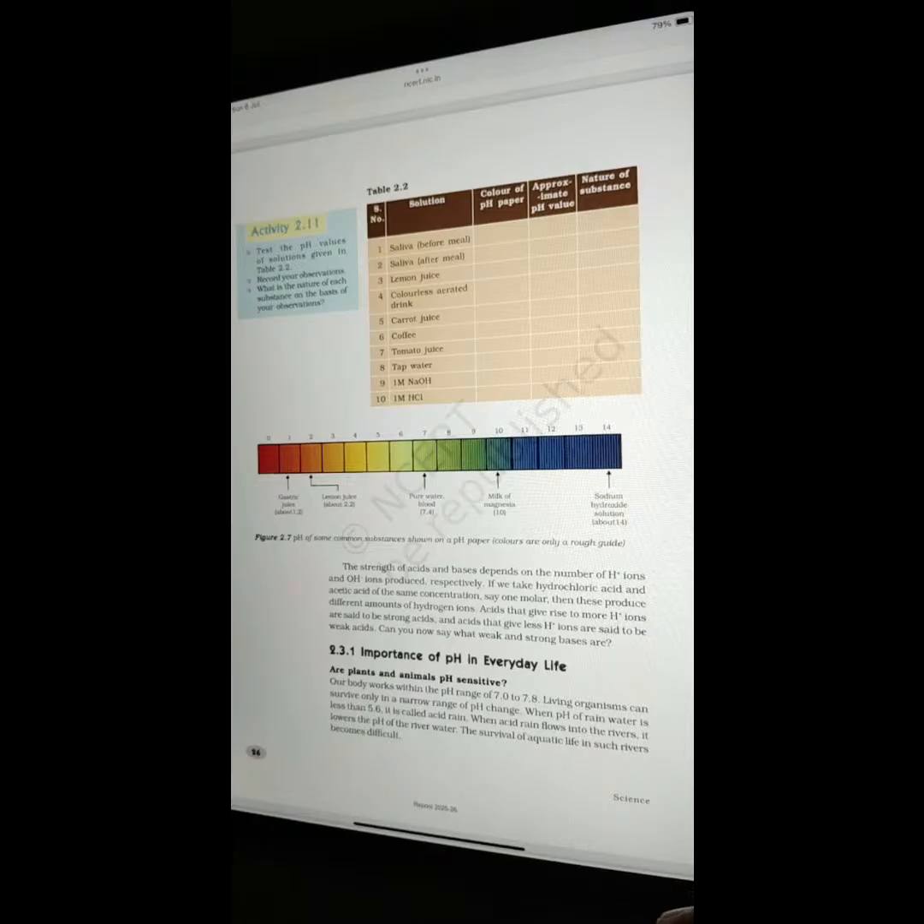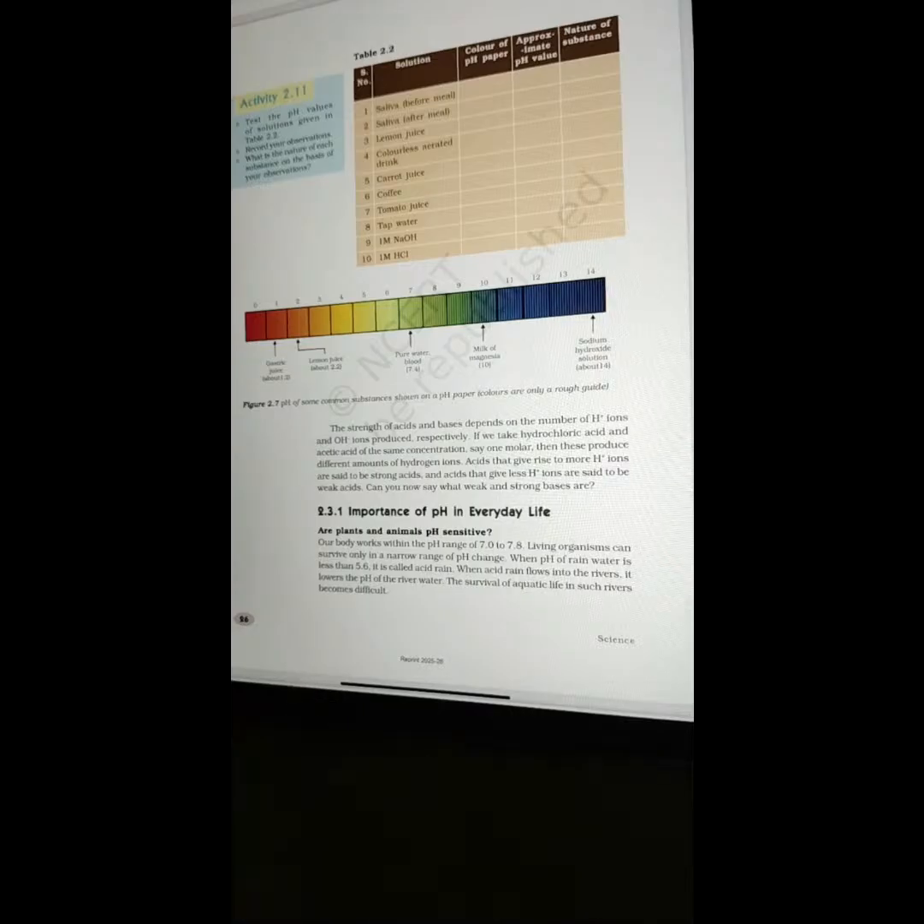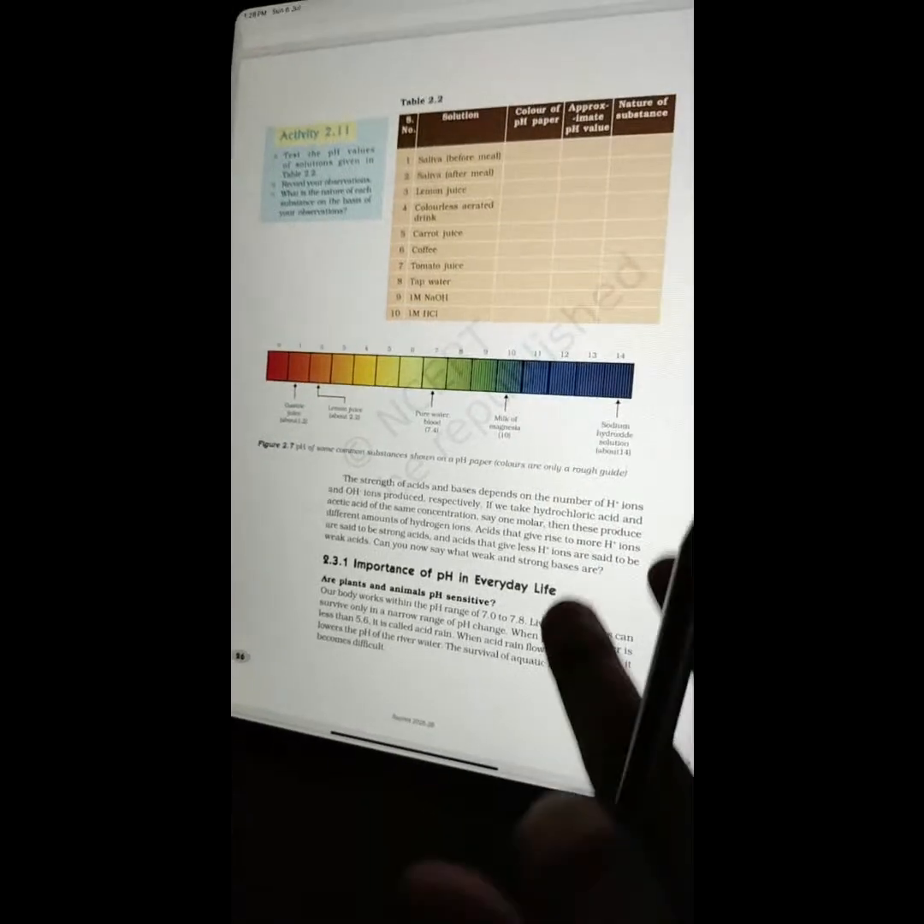2.3.1, Importance of pH in everyday life. Are plants and animals pH sensitive? Our body works within the pH range of 7 to 7.8. Living organisms can survive only in a narrow range of pH changes. When the pH of rainwater is less than 5.6, it is said to be acid rain. When acid rain flows into the rivers, it lowers the pH of the river water. The survival of aquatic life in such rivers becomes difficult. Next page.